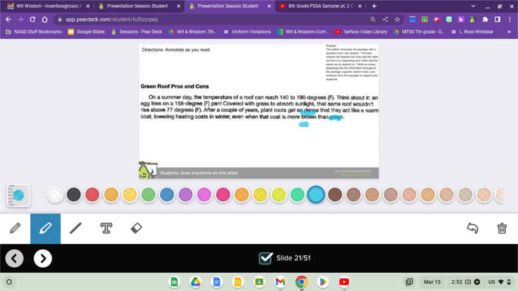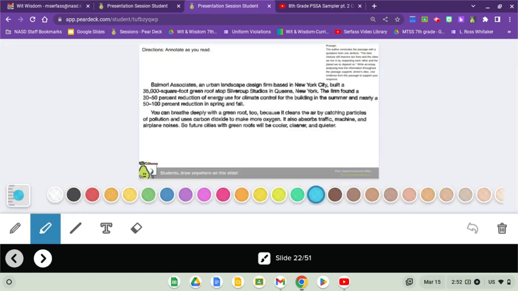Balmori Associates. Brown, green, lowering, heating, dense. Excellent. We will pick it back up with Balmori Associates in a moment.